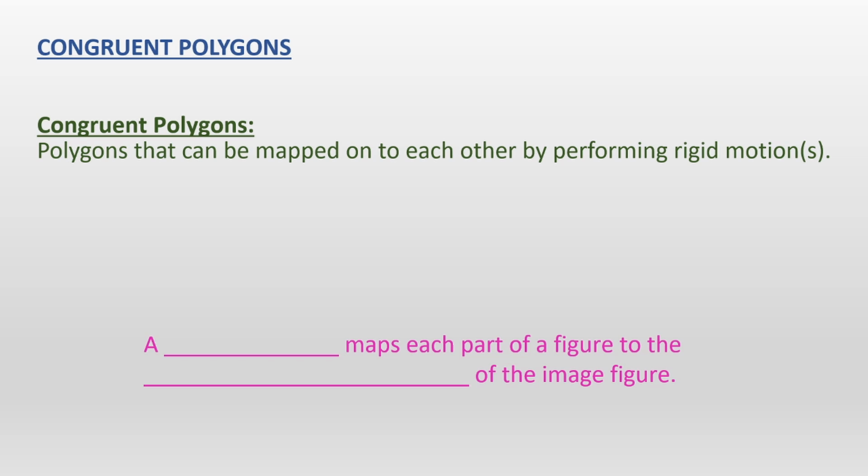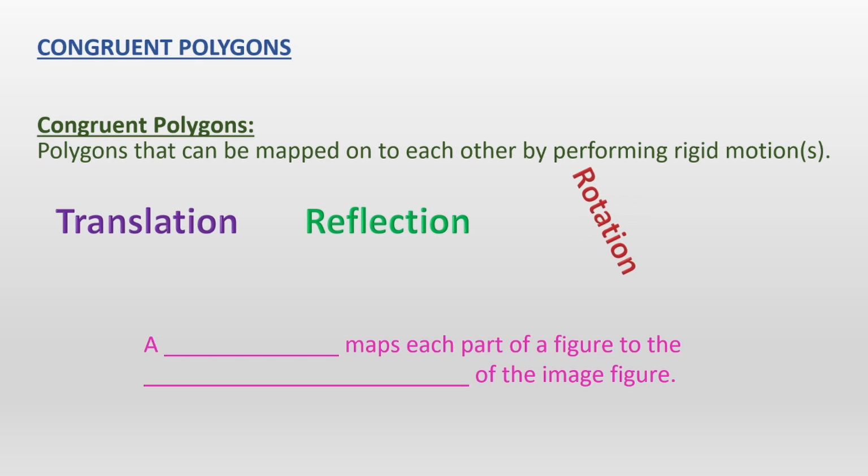So if I can use my rigid motions, such as a translation or slide, a reflection or a flip of the image, or finally a rotation or spin of the image, if I can use these rigid motions to take one figure and land it perfectly on top of another, that's what it means to map it onto another one, then I would say that those two figures are congruent.